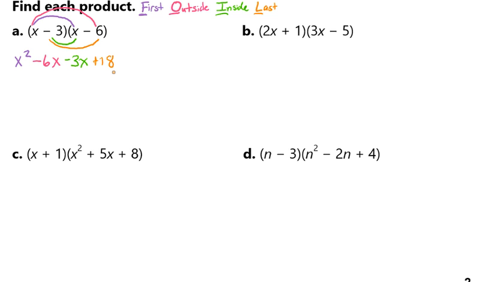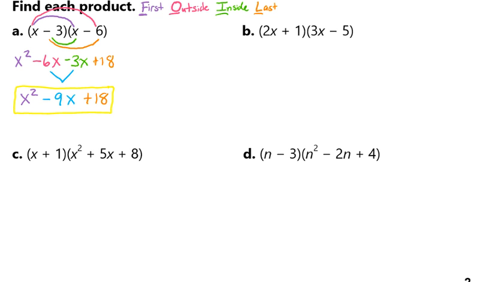Then we'll combine our like terms, and that will give us x squared minus 9x plus 18. We'll check to make sure that it's written in standard form, which it is, because it goes from a power of 2 to 1 to a constant. And then we're done, and we've just found that product. Go ahead and try letter B on your own. It's very similar to letter A, uses that same foiling method. So go ahead and push pause and work out the problem, and when you're done, push play, and let's see if you were right.